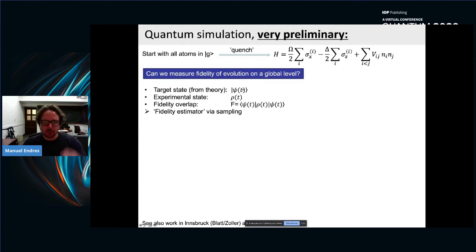And now, that's not an easy problem, to measure that overlap, but there has been some progress from various different groups. I want to highlight the results from Peter Zoller and Blatt's group in Innsbruck, who have a specific scheme to do something like this. And also the Google results. So in their supremacy paper, they use a specific scheme to measure fidelity overlap in very deep random circuits.